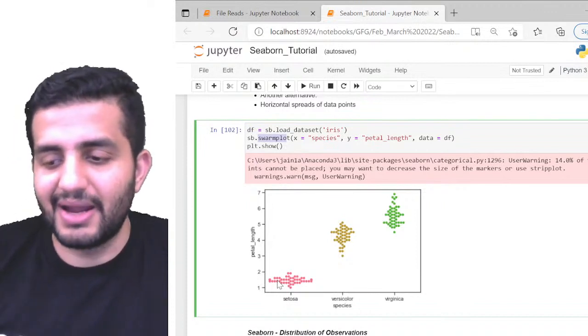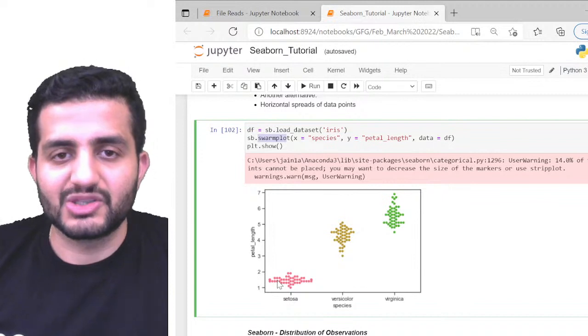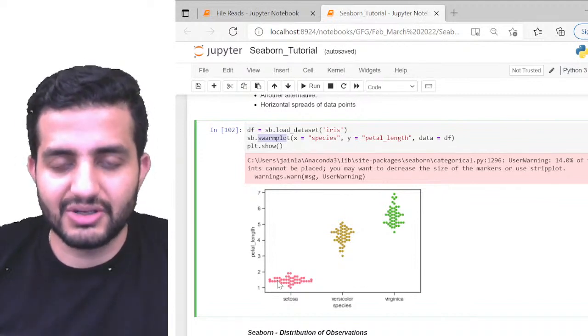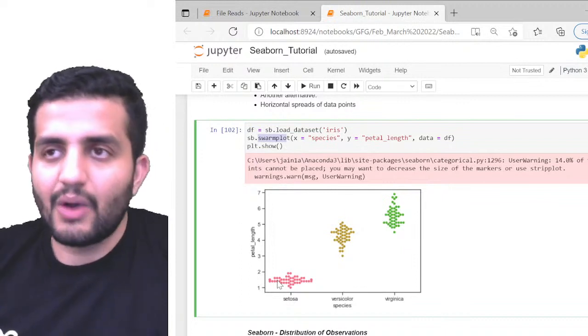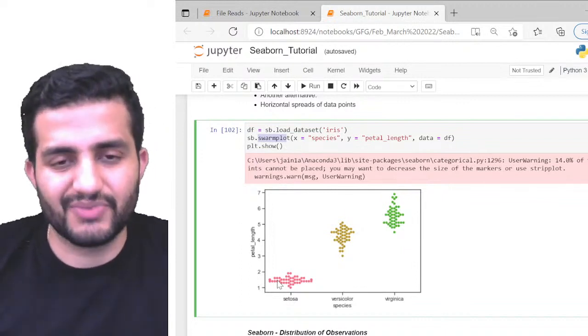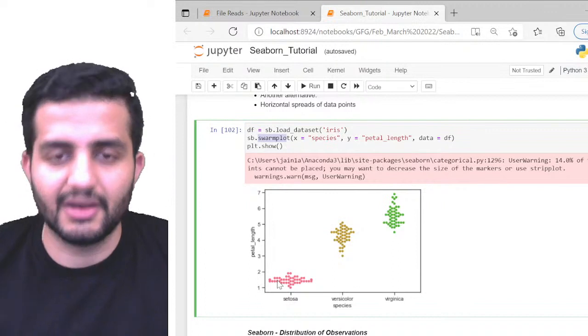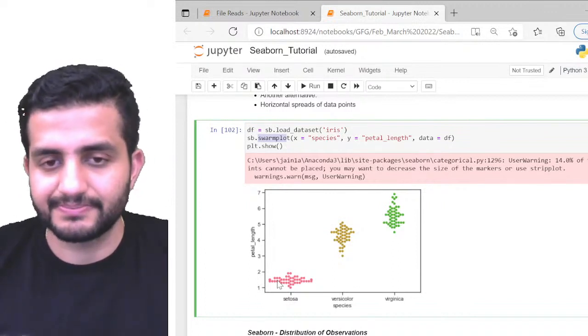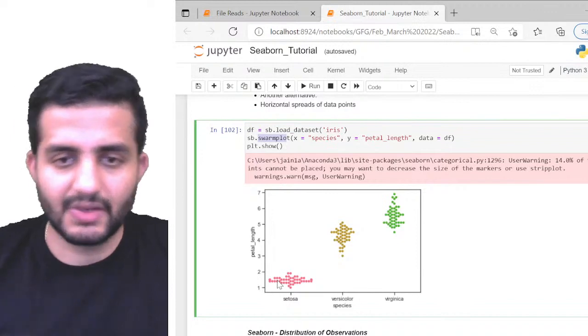distinction between my histogram and my swarm strip plot, right? But again, I'm trying to get your point. You're actually right. We're still using a count or a frequency here, so it's still giving me similar information, but in a different way, right? That's what strip and swarm plot does. Okay.